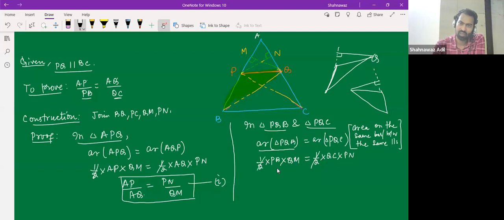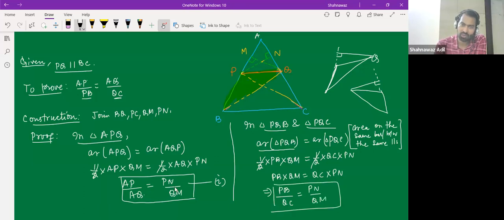So half are cancelled, and we have PB into QM, which is QC into PN. Then what we can do is that we need to find out PN by QM. So we put this QM on the other side and we take QC on this side. So this is PB by QC equal to PN by QM. Right. So now we know that PN by QM is how much? Understood?